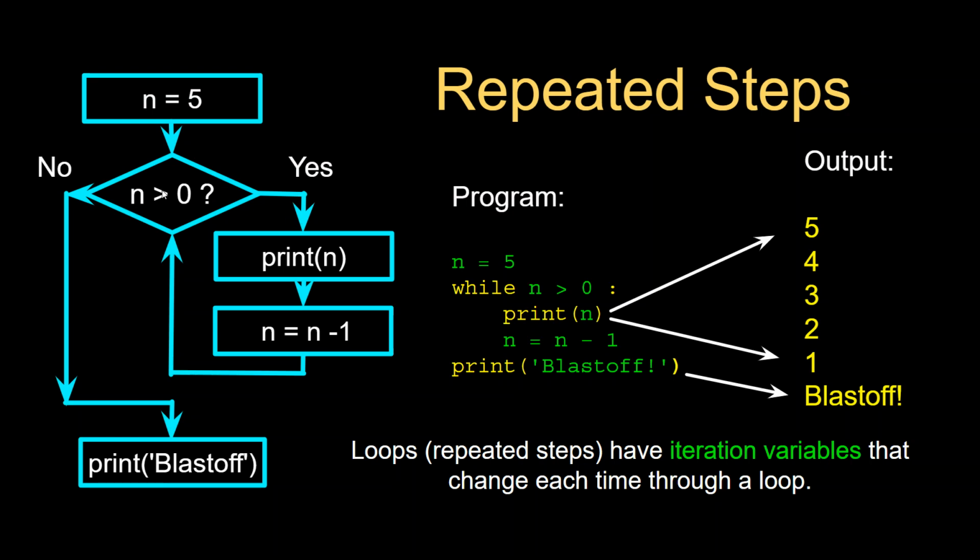Look at this logic. N is 5. The first time it tries to run, is n greater than 0? Yes, n is greater than 0, so it has to print n, which is 5.